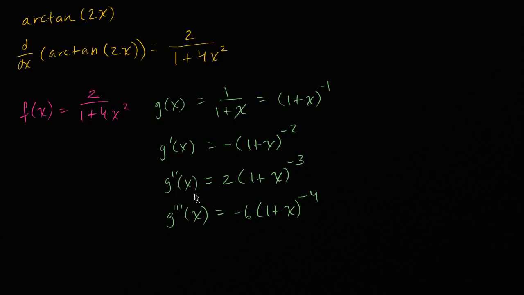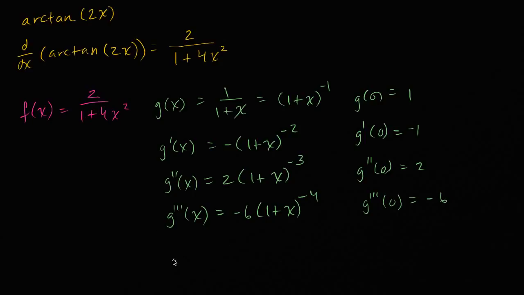And it's very easy then to find the first four terms of its power series representation, especially its Maclaurin series, if we have the power series centered at 0. We just have to evaluate each of these at 0. So g of 0 is equal to 1. G prime of 0 is equal to negative 1. G prime prime of 0, so 1 plus 0 to the negative 3, that's just 1 times 2, is equal to 2. And then the third derivative, evaluated at 0, is equal to negative 6.